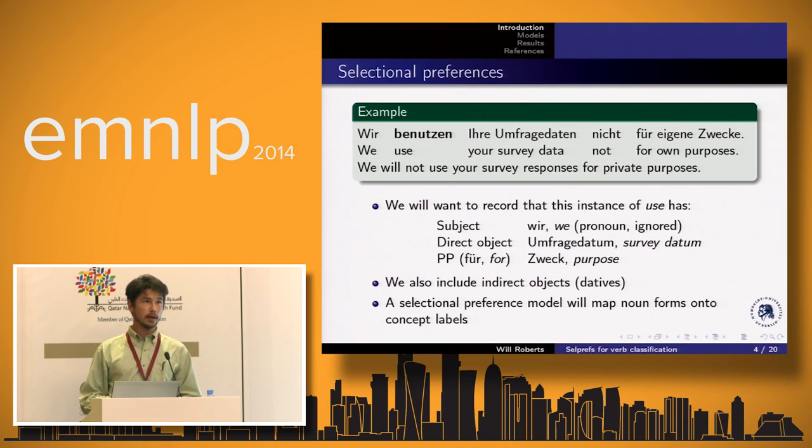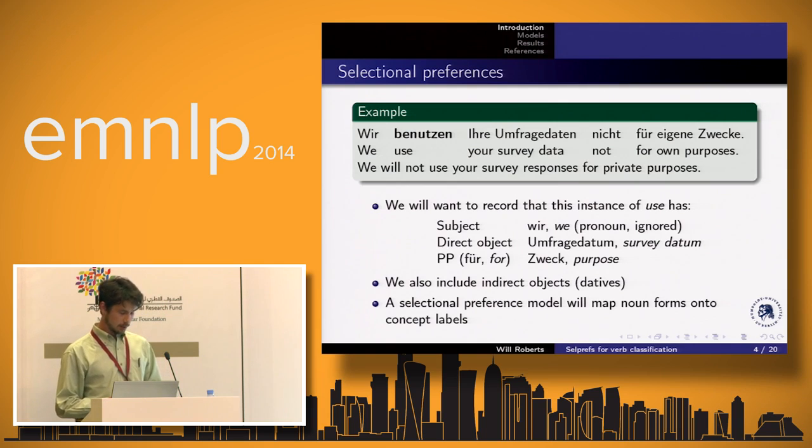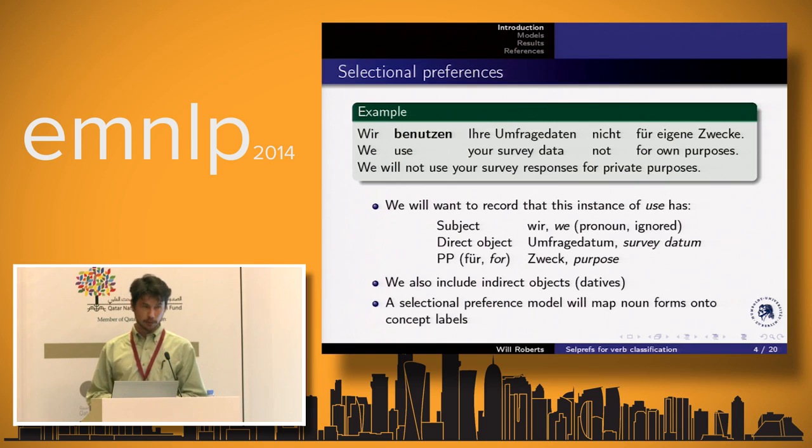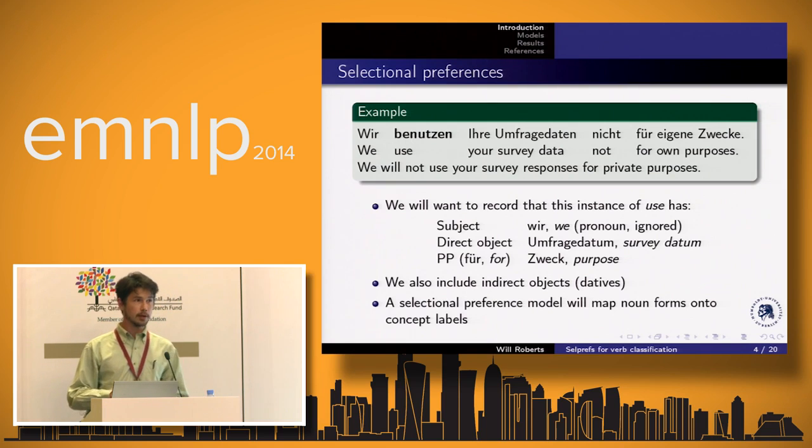Okay, so our work is done in German, and we have here an example sentence which I've translated as, "We will not use your survey responses for private purposes." And for the selectional preference modeling, we're going to want to record the arguments to the verb use here. We take the heads of arguments and we lemmatize them. So we're going to record that use has a direct object, which is survey datum, and it also has a prepositional phrase, which is headed by for, and the argument to the PP is purpose.